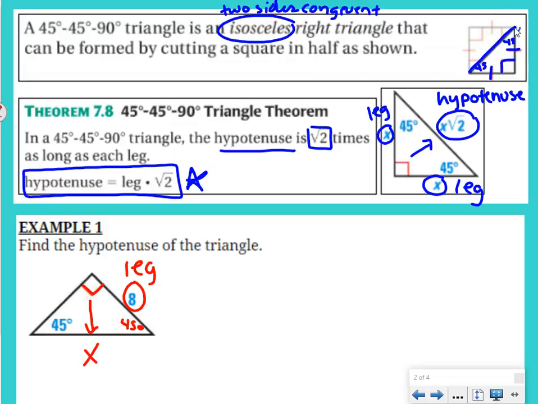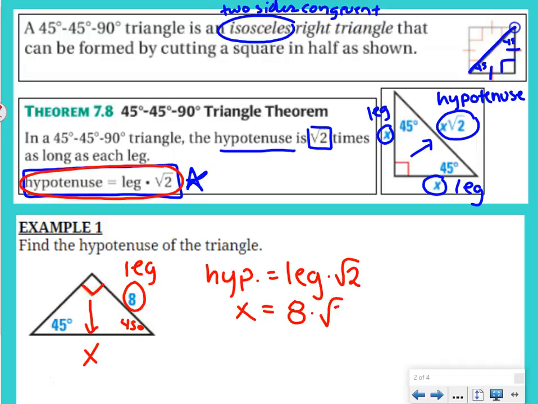So I'm going to set up using our equation. Hypotenuse equals leg times the square root of 2. It's right here. Then plug in the variables. Hypotenuse, I said, was x, equals the leg, which is 8, times the square root of 2. So our hypotenuse is 8 times the square root of 2. It's as simplified as it goes.